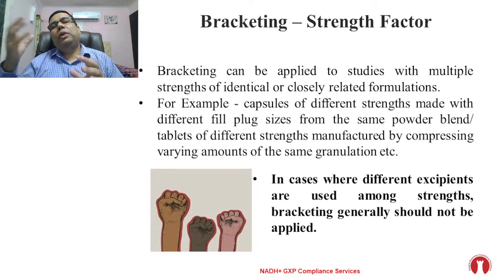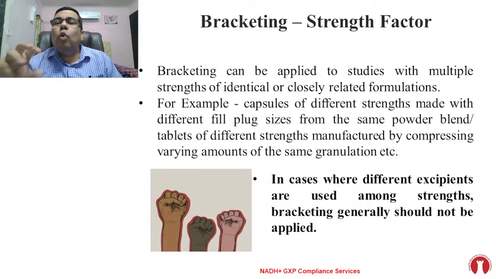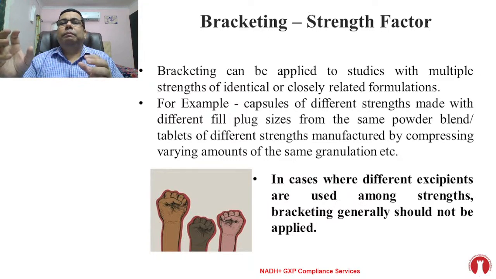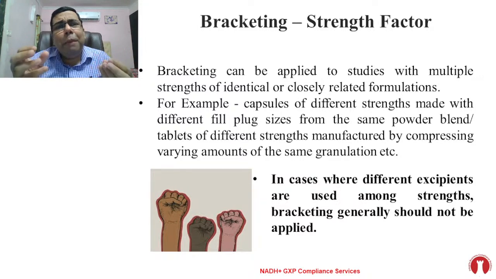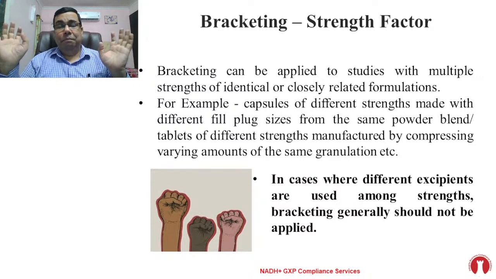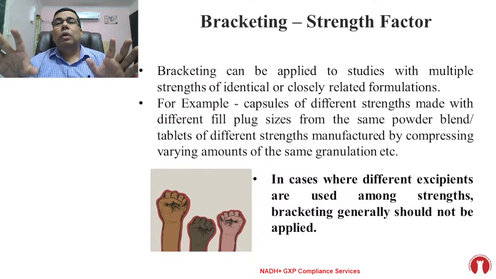So let us discuss strength. When we are discussing bracketing, strength and packaging, two major aspects are there, right? Bracketing can be applied to studies with multiple strengths of identical or closely related formulations. So bracketing can be used where the strengths are very identical and the formulation is closely related. The formulation should be exactly the same, or minor changes can be justified. But again, it has to be justified, okay?